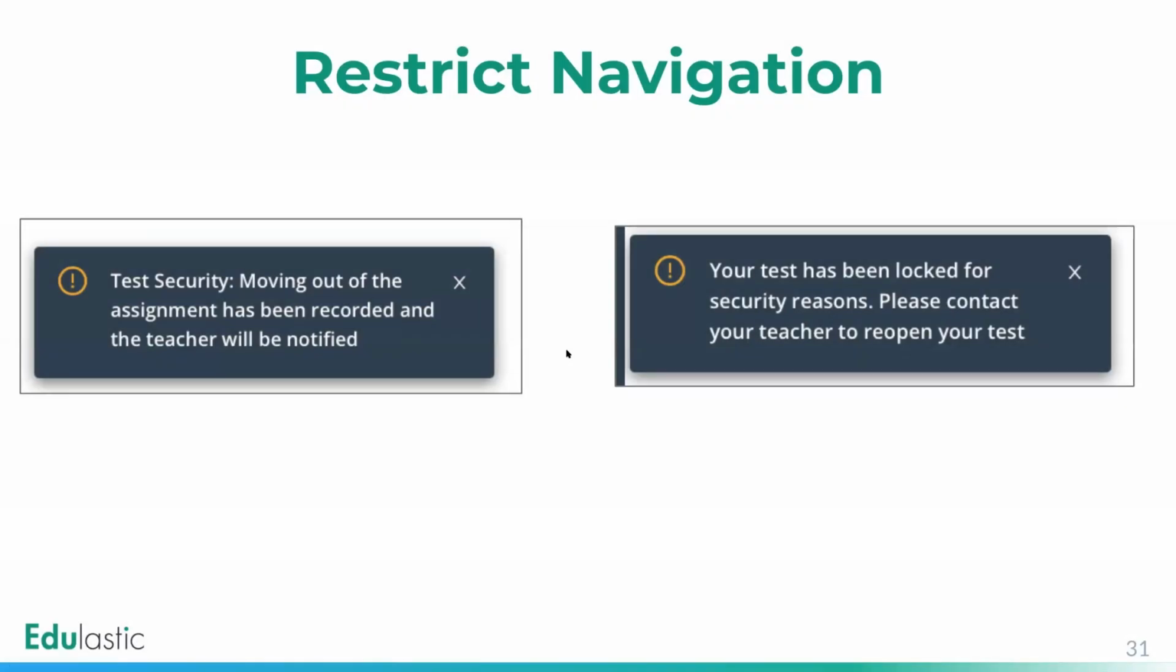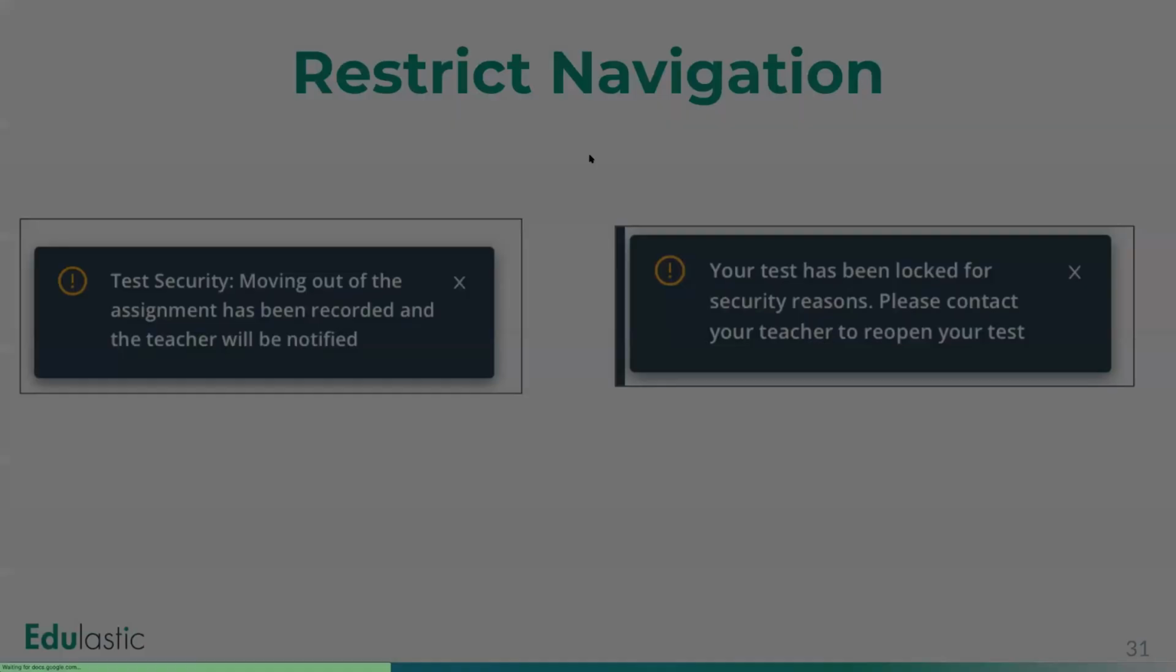As a student, you first get a warning, at least in this case, because in the example that I created, I allowed the student to leave 3 times. But you can see that the student is warned that the teacher has been notified that I've left the testing environment. It's time to get back into full screen mode. And then finally, after 3 times in this case, the test has been locked for security reasons. So please contact your teacher to reopen your test. And it's very easy for the teacher to reopen the test in the live class board in the actions area.